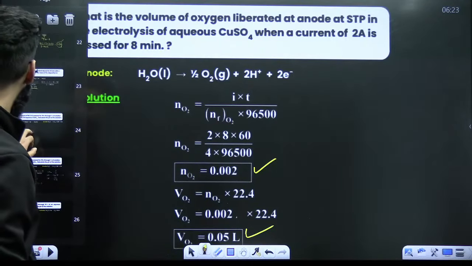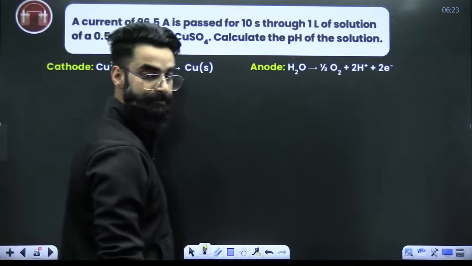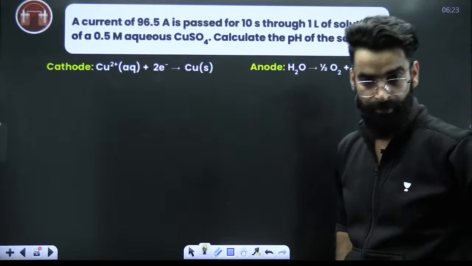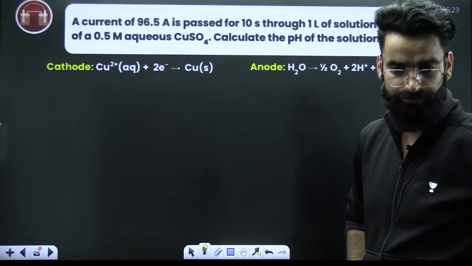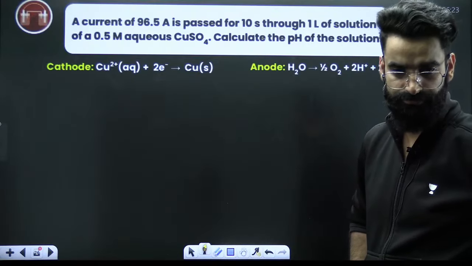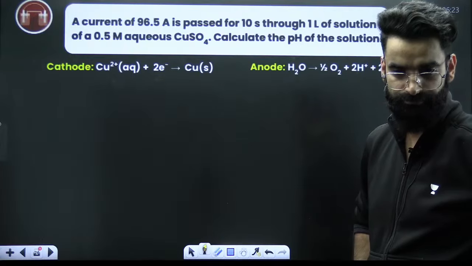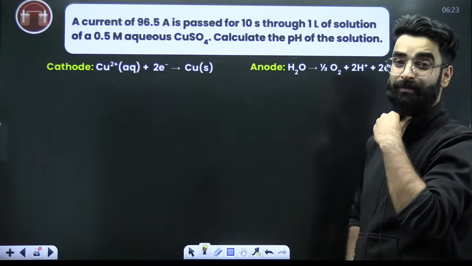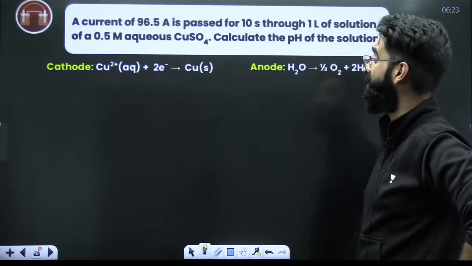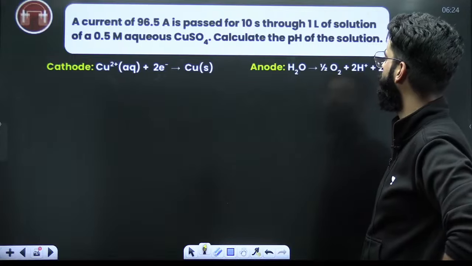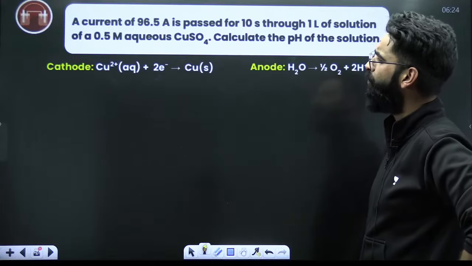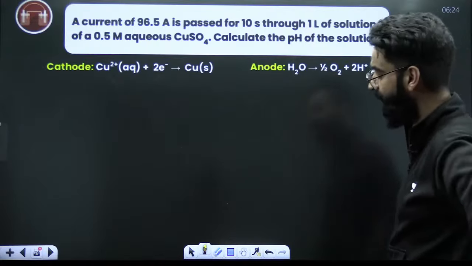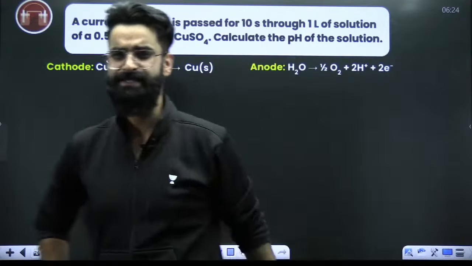Let's try to solve a few more questions. Look at this particular question, guys. A current of 96.5 amperes is passed for 10 seconds through 1 liter of a solution of 0.5 molar aqueous copper sulfate. Calculate the pH of the solution. Try to understand what the question says.